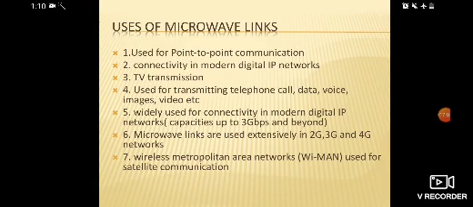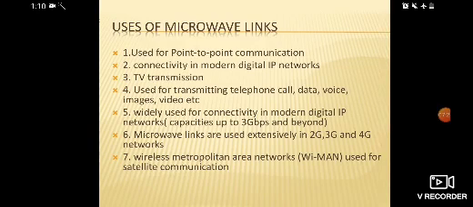So like this we have a number of uses of microwave links, and the most important is the wireless MAN network also. For connectivity of that we are also using microwave links. These are all the uses of microwave links.